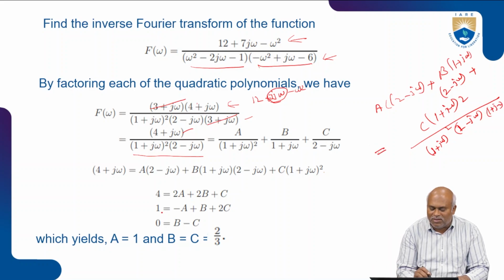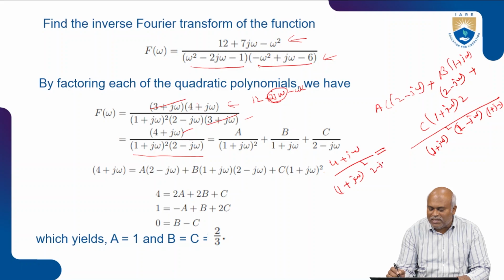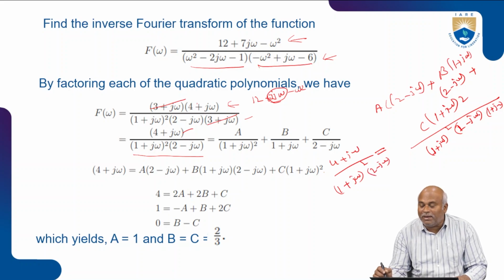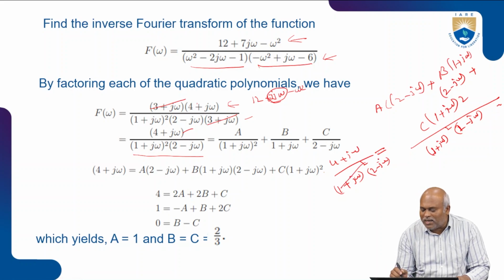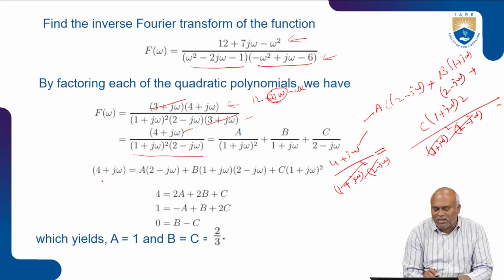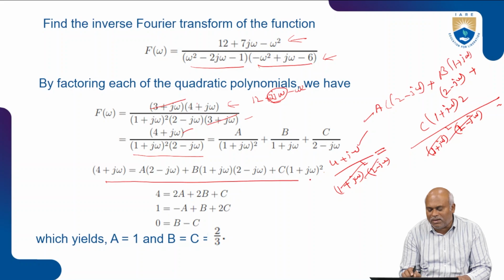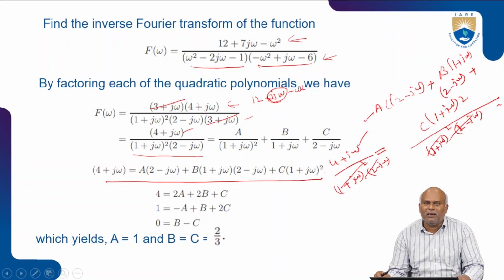So this is equal to the term (4 + j omega) divided by (1 + j omega)^2 (2 - j omega). This term is repeated, so you can remove it. Now these two cancel. What remains is this portion and that portion, which I wrote here: 4 + j omega equals A(2 - j omega) + B(1 + j omega)(2 - j omega) + C(1 + j omega)^2.